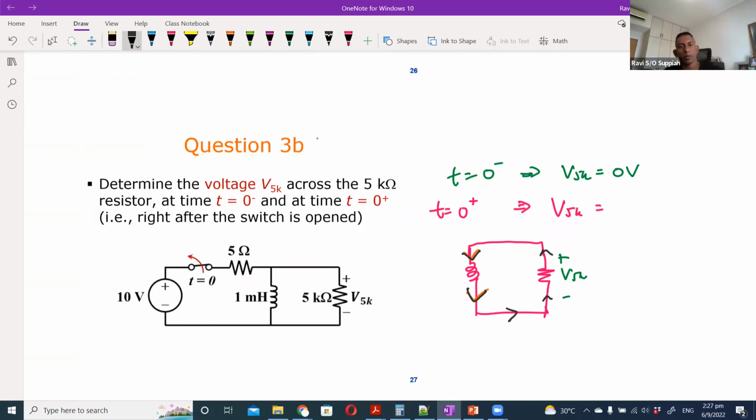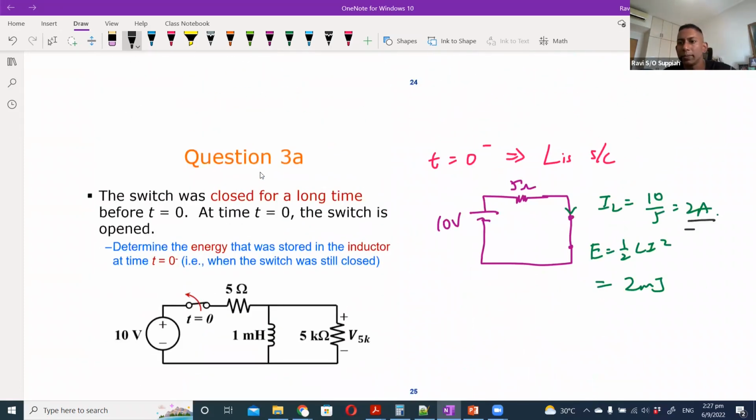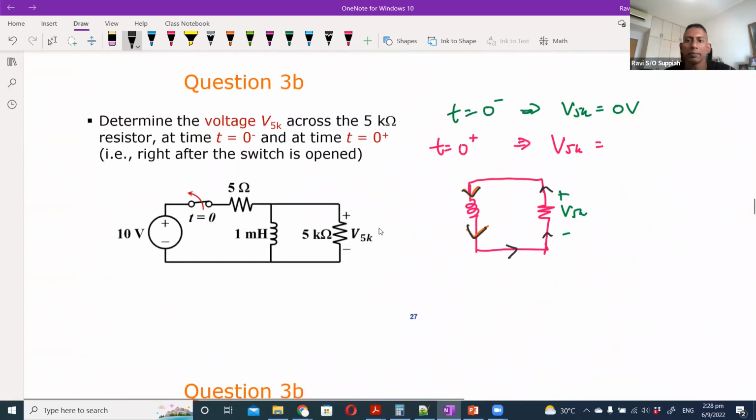So what is the current? The current that we calculated just now is 2 ampere. That is the current that was flowing through the inductor at this time. Now the same 2 ampere current is going to flow through this 5K ohm resistor from bottom to up. In terms of voltage, it is I times R, which means it is 10 kilovolt.